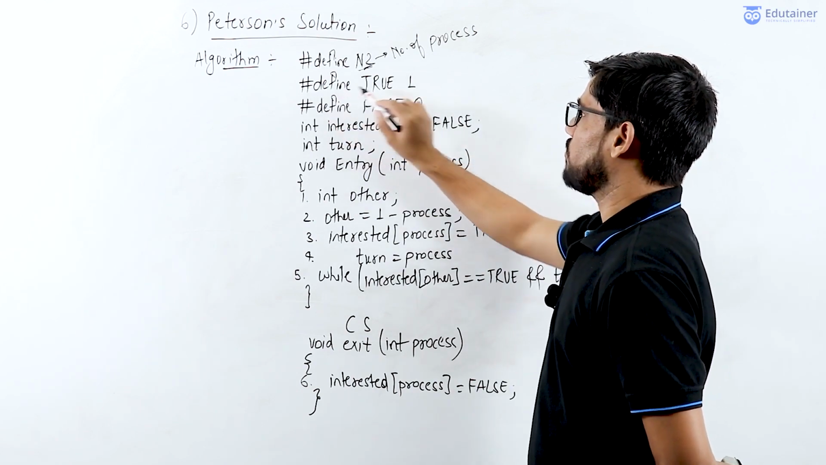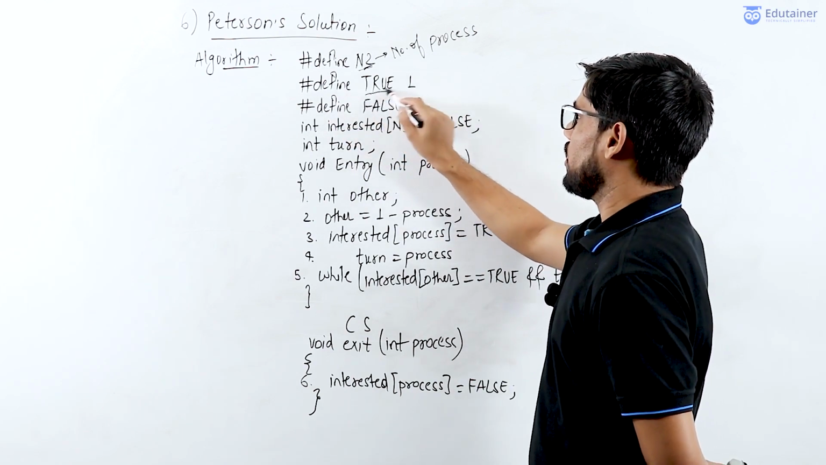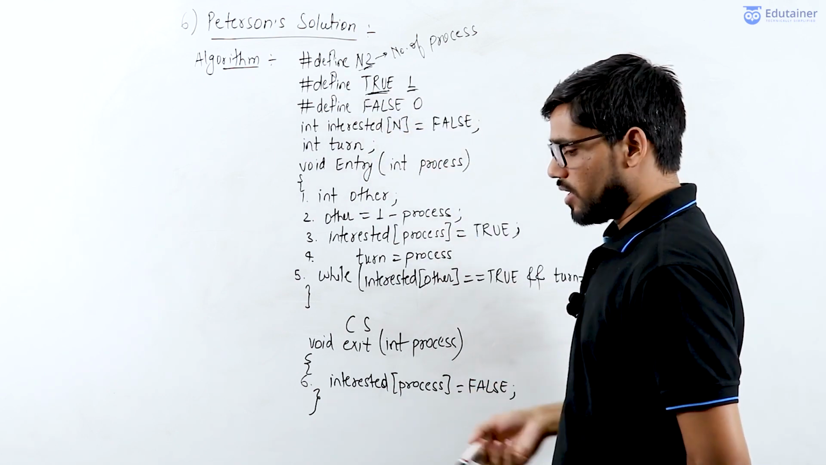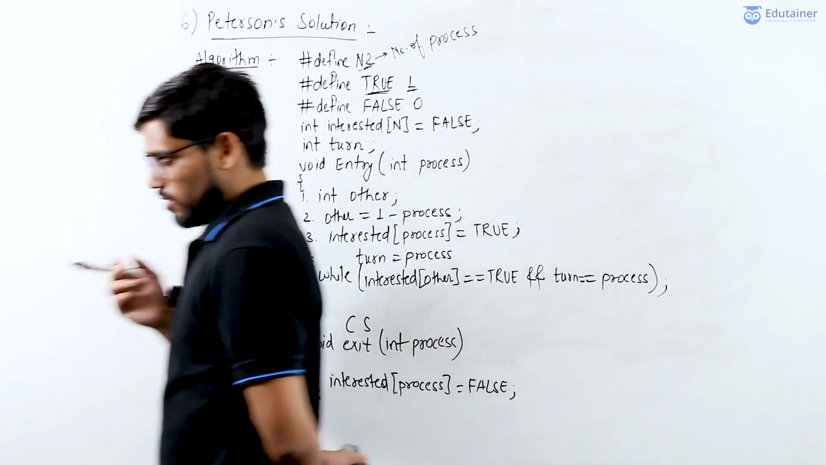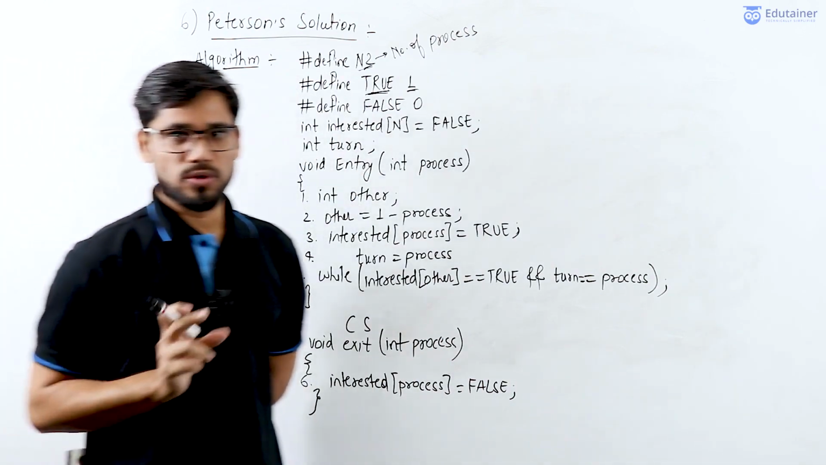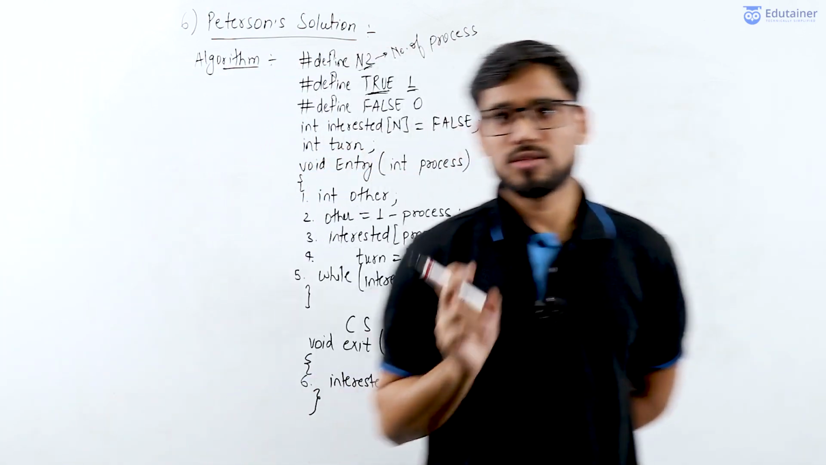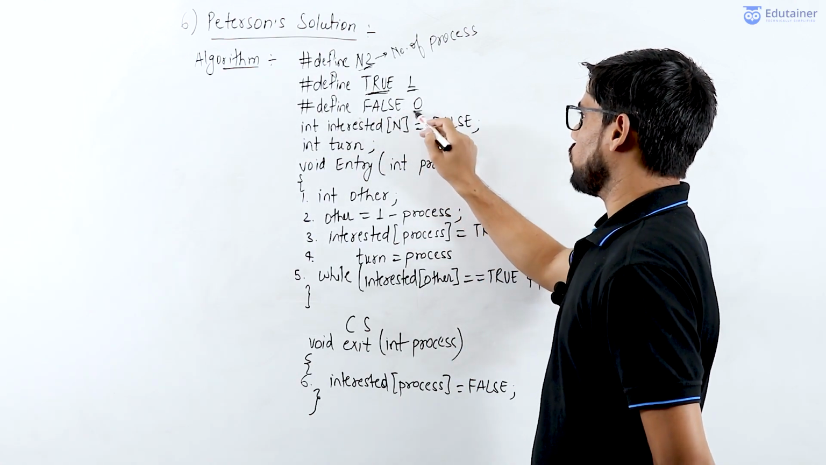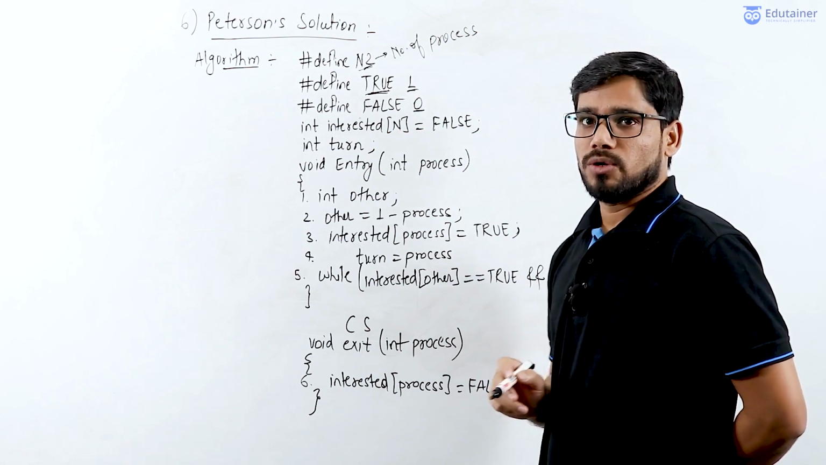Second line is #define TRUE 1. So it is already defined that TRUE means 1. So whenever you are considering the particular word TRUE, it indicates value 1. Similarly, it defined #define FALSE 0. So for FALSE, we are using 0 as constant value.